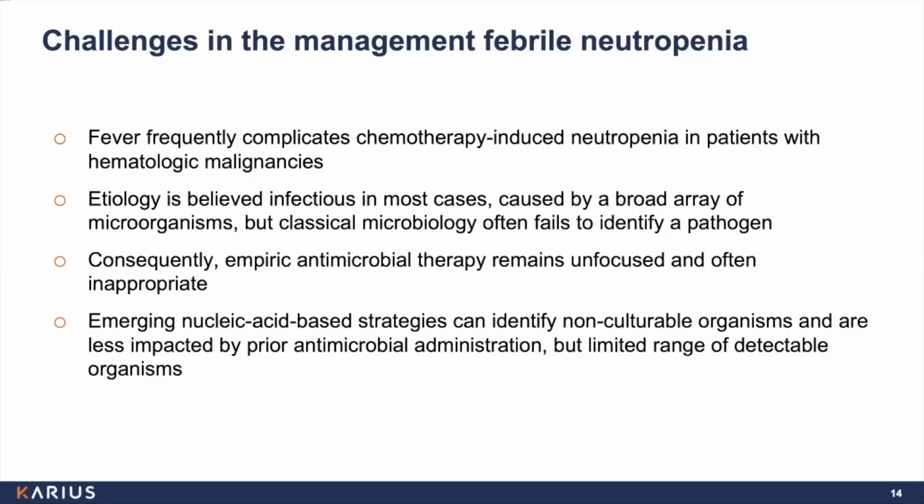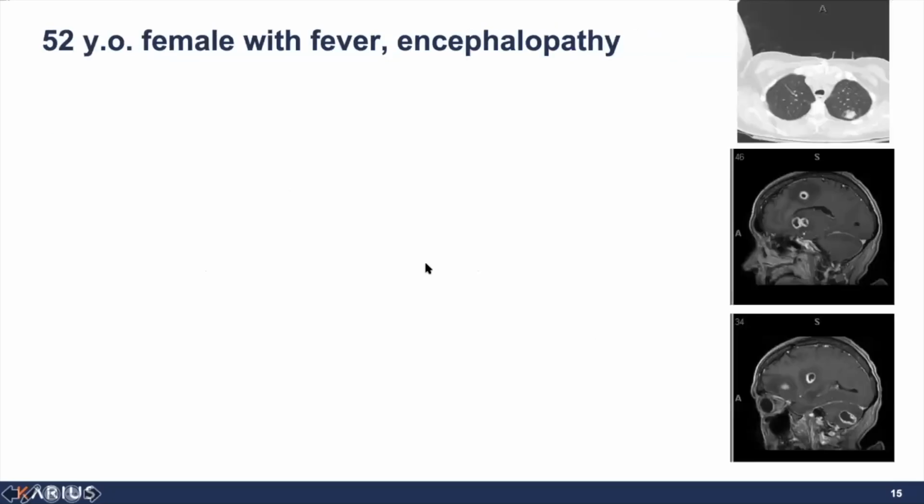And even if the emergent nucleic acid-based strategies can really identify non-culturable organisms and are an advancement and are less impacted by prior antimicrobial administration, yet they're still limited in terms of the range of detectable organisms. So I'll use this example just to illustrate these challenges that we face clinically, to talk about a case in which Karius test was not used and could have.